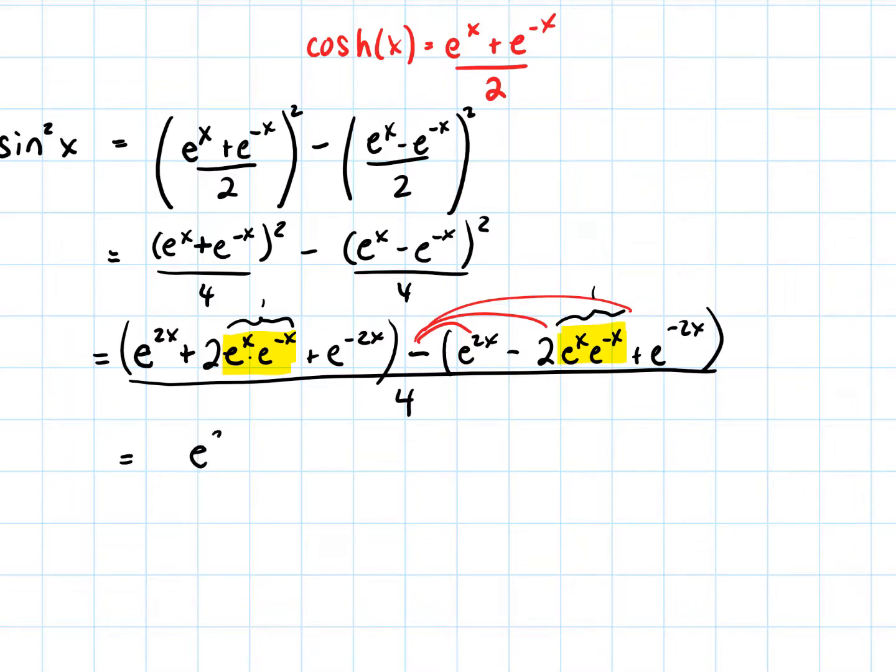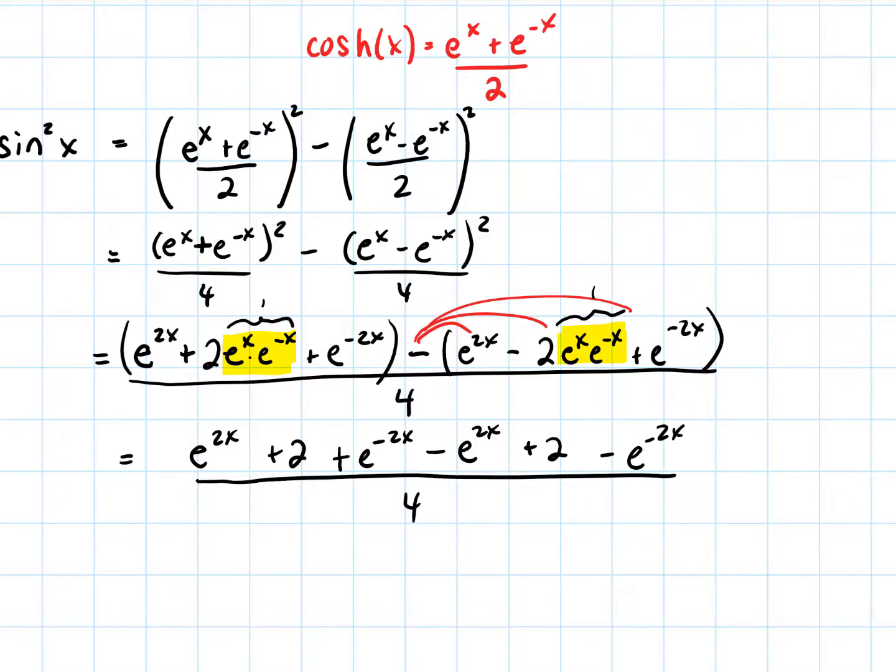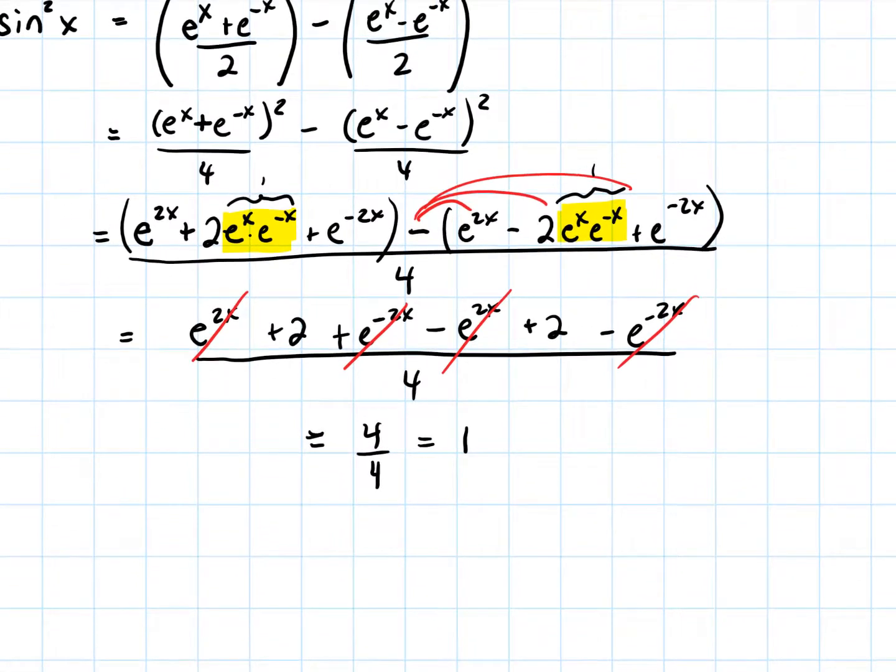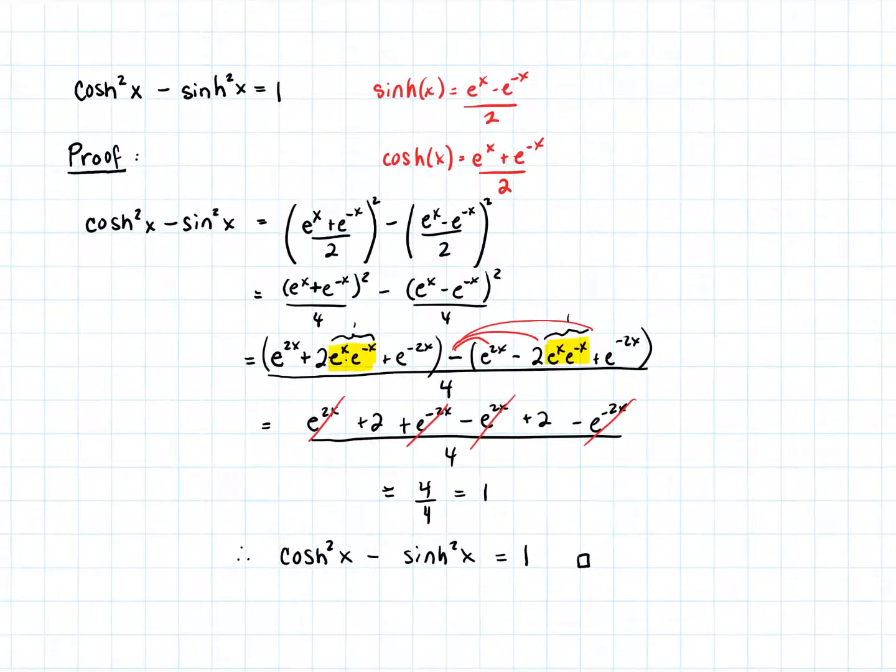All right, so we have e to the 2x plus 2 plus e to the negative 2x minus e to the positive 2x minus 2 plus 2 minus an e to the negative 2x all over 4. And check this out, e to the 2x minus e to the 2x, e to the negative 2x minus e to the negative 2x. 2 plus 2 is 4, and we have 4 over 4. And it turns out that that is, of course, 1. And so therefore, we have just proven that the hyperbolic cosine squared minus the hyperbolic sine squared is, in fact, equal to 1. And so there are 2 quick proofs using the exponential expansions of our hyperbolics.